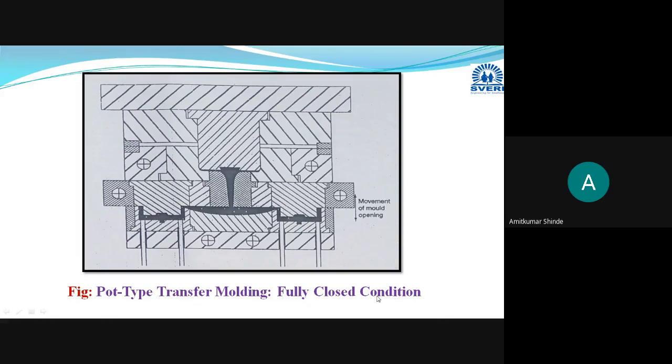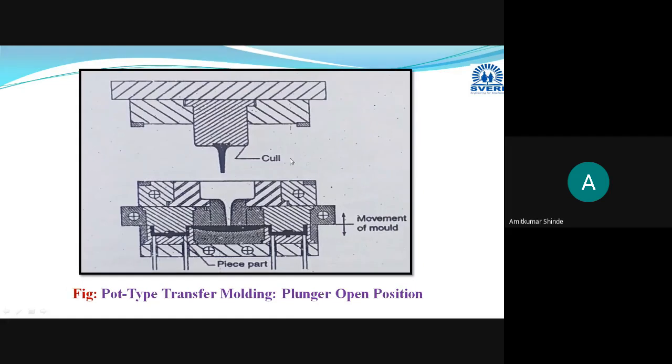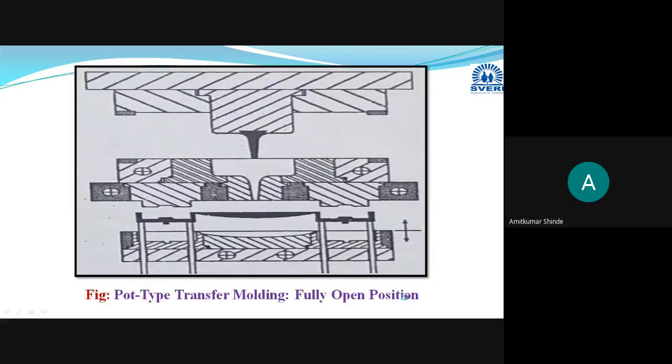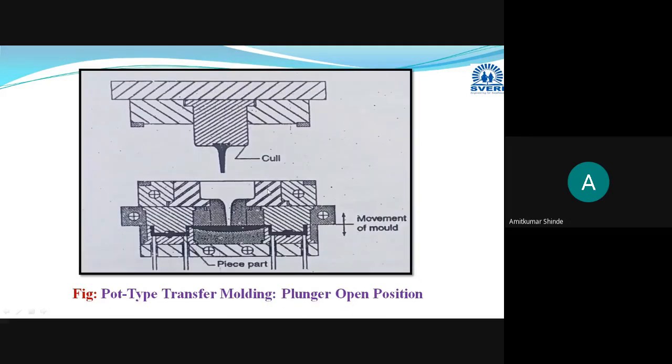This is the fully closed condition. Then this is the plunger open condition. Then this material will get attached here. This is the formation of cull. Then in the final stage, the fully open condition. This is the partial open condition, you can say that.